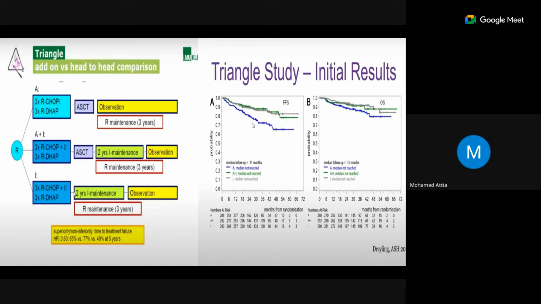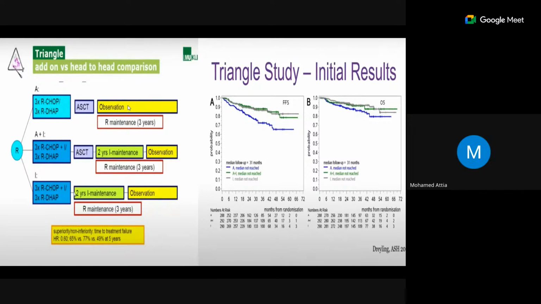I think the answer in the TRIANGLE trial is no. If you use R-CHOP and R-DHAP with ibrutinib and then maintain by ibrutinib and by rituximab, there will be no need to use autologous stem cell transplant, because the gray and the green curves are actually the same. There's no difference between the gray and the green: the green one with the transplant and the gray one without the transplant, with maintenance of ibrutinib alone. But if we didn't use ibrutinib either in the induction or in the maintenance, there is no good outcome. This is the blue one.